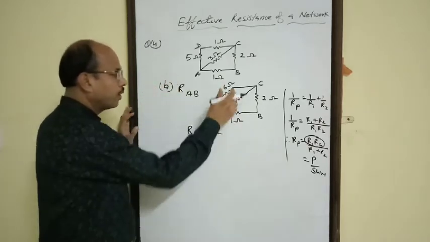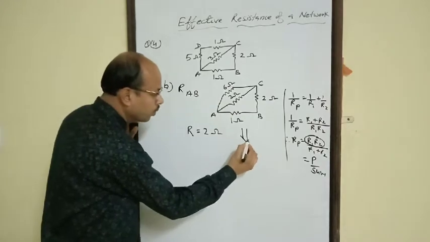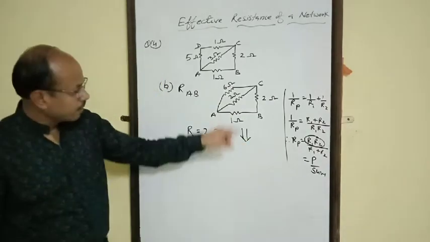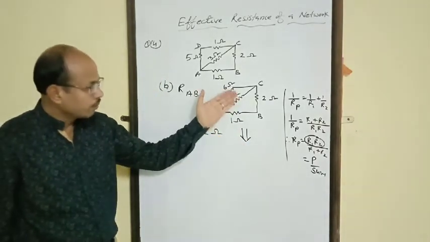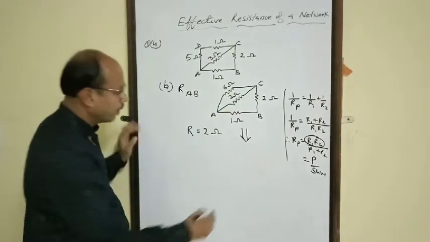Now after solving this, again we have to reduce the circuit. So I am mentioning the sign of equivalent. This circuit will also be equivalent to this. I am again drawing the diagram.